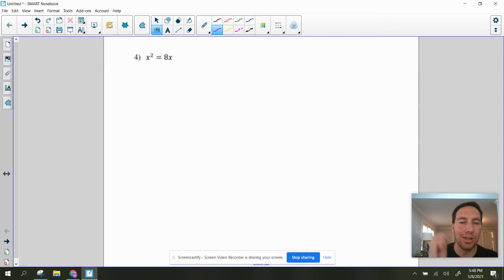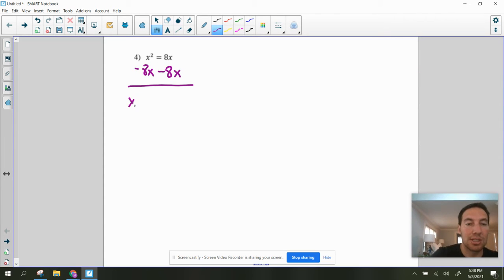All right, in this one, the first thing we want to do is get everything on one side. We want to create that 0. So I am going to subtract 8x from each side. On the left side, you can't actually do anything. It's just going to be x squared minus 8x because those aren't like terms. And on the right side, you get your 0 because 8x minus 8x is 0.